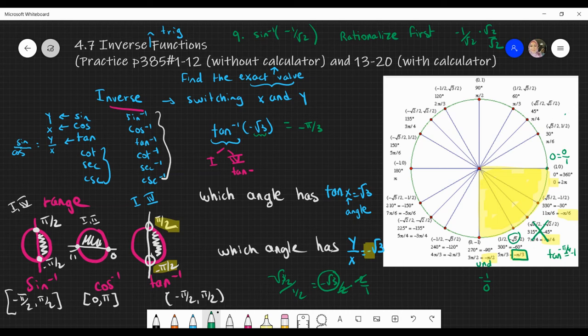One more last hint for those problems, you might see this notation, which is arc sine, and arc sine simply means inverse sine. Arc cosine simply means inverse cosine. Always read the question thoroughly because sometimes it tells you give the answer in radians, so you have to make sure your calculator is set to radian. And sometimes it tells you give your answer in degrees, so you want to make sure your calculator is set to degree. So now go ahead and take some moments to practice page 385, number 1 through 12, without a calculator, and 13 through 20 with a calculator.